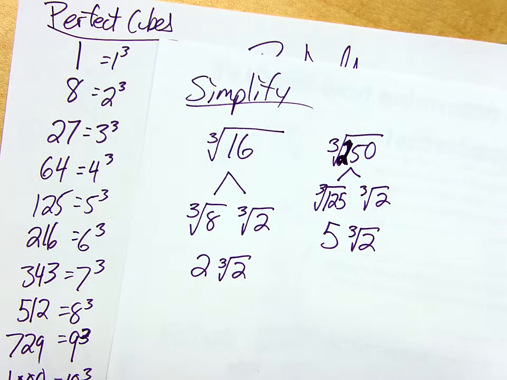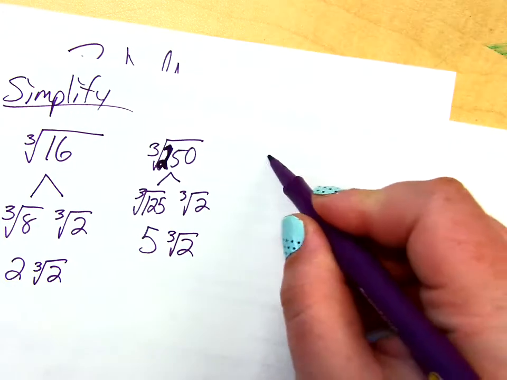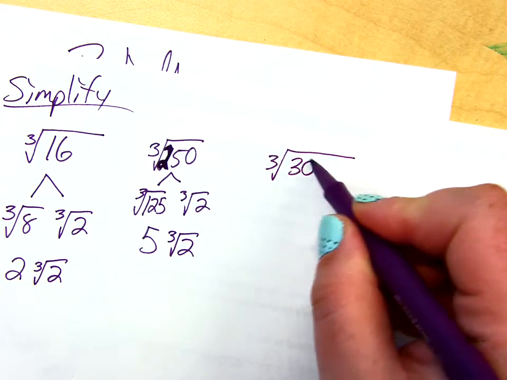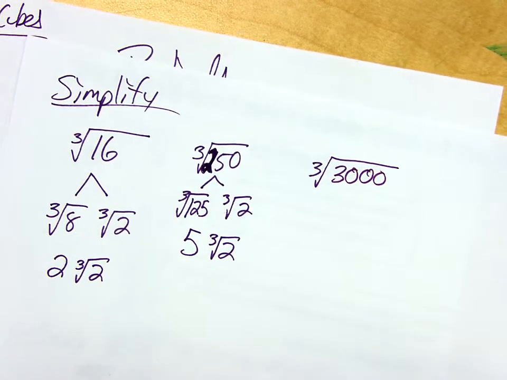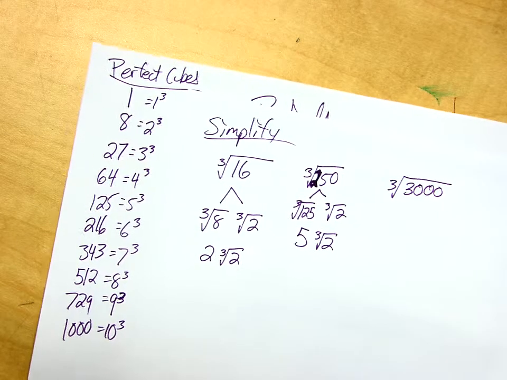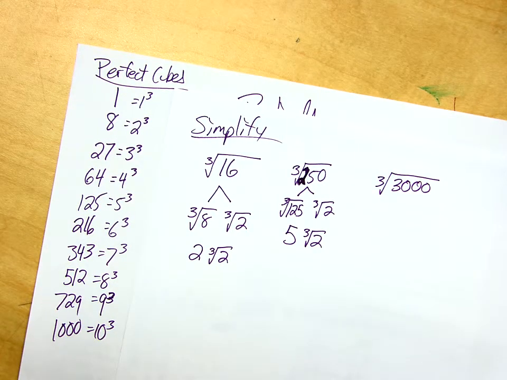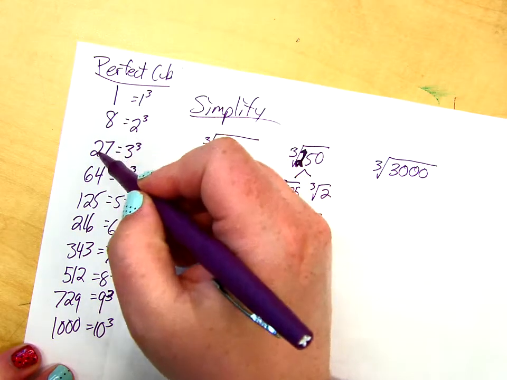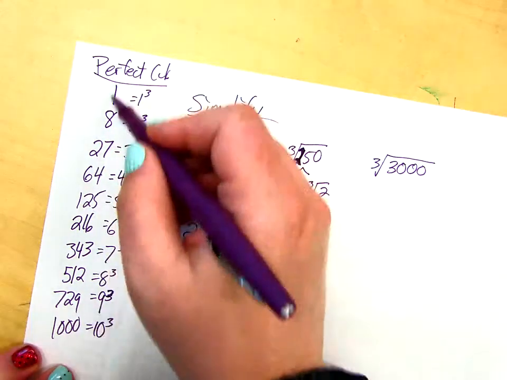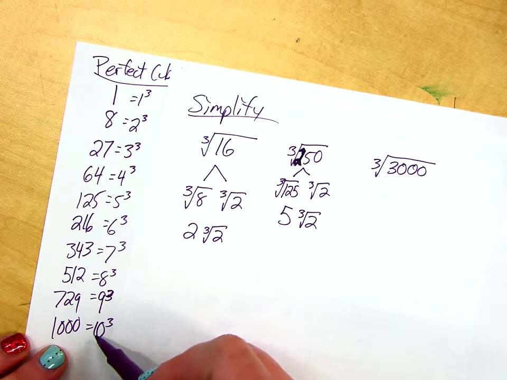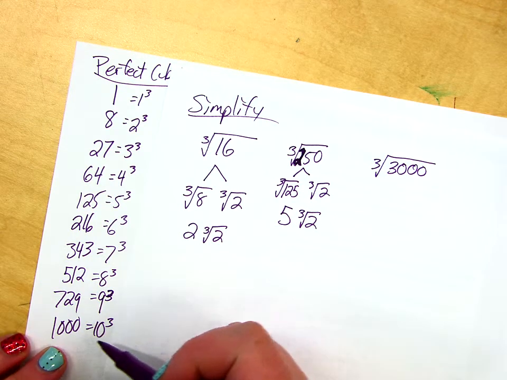Okay, let's try one where I don't mess up. How about the cube root of 3,000? You've got your list in front of you. What's the largest perfect cube that goes into 3,000? 1,000. These are the cubes: 1, 8, 27, 64, this side, the left-hand side. The cube root of 1,000 is 10.